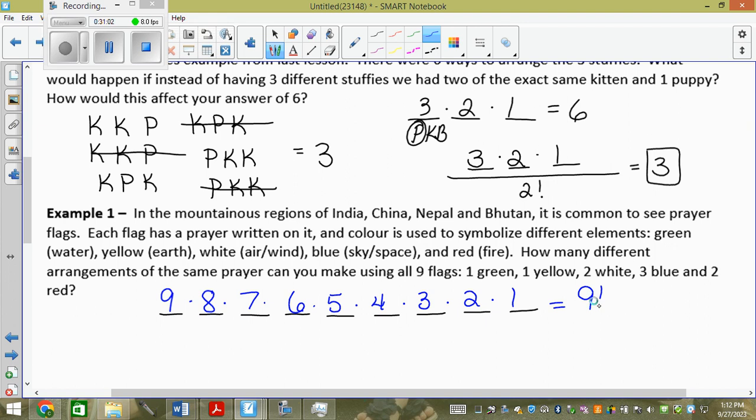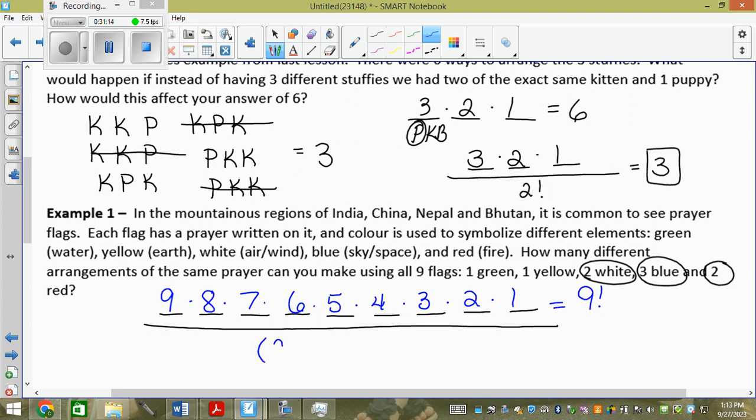We treat the top like they aren't repeating. I treated the top like they were all different. And then all I do is divide by the factorials on the bottom and it gets rid of all the cases where they are the same. So I divide by 2 factorial for the 2 white, 3 factorial for the 3 blue, and 2 factorial for the 2 red.